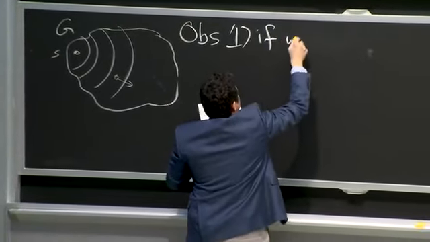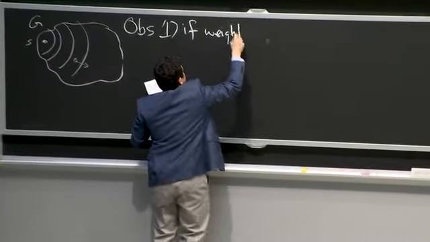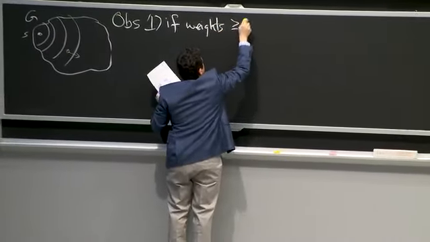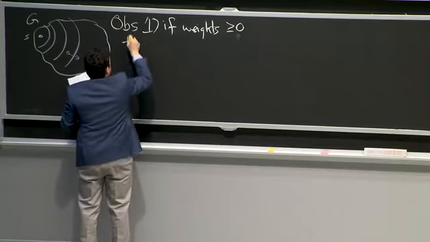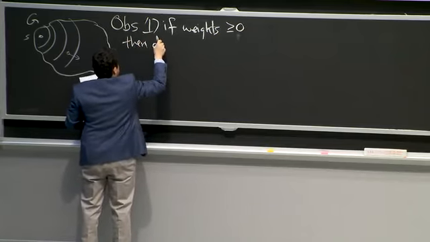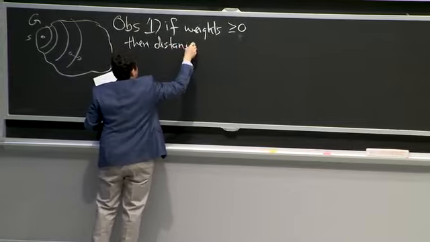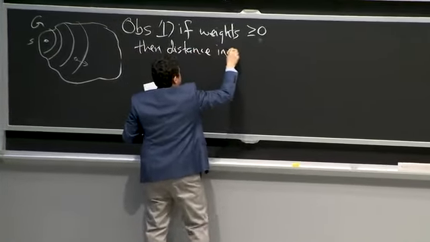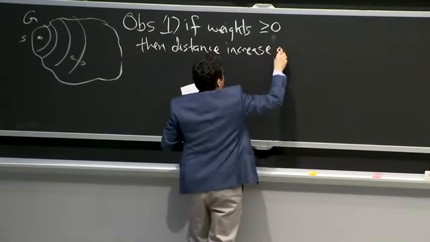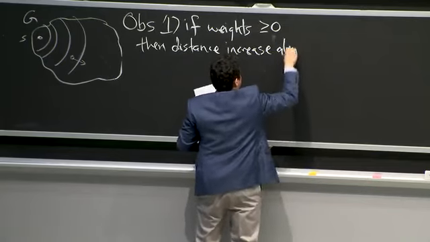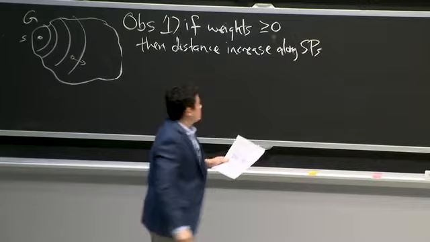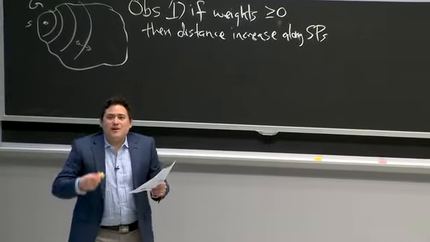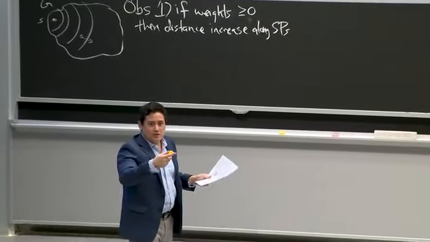If weights are greater than or equal to 0, then distances increase along shortest paths. Maybe weakly monotonically increase, right?